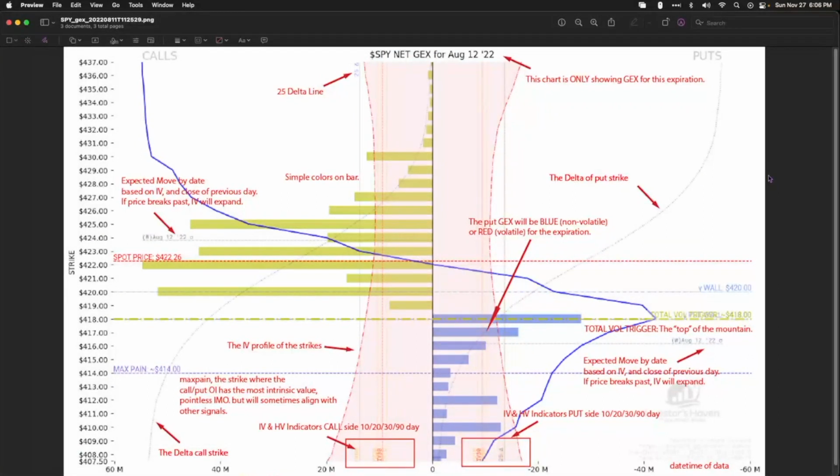I actually wanted to ask you, so you were a trader before GEX, before gamma exposure. How did it change the way you look at price action and the way that you approach trades, and how big of a difference has it made?